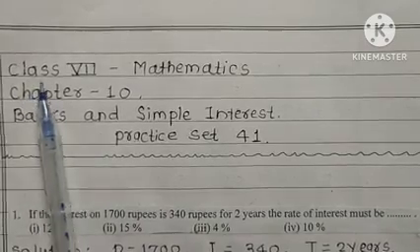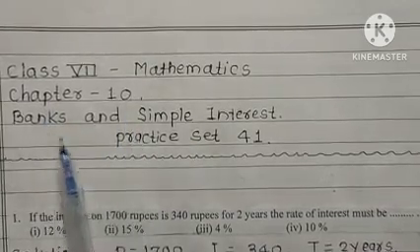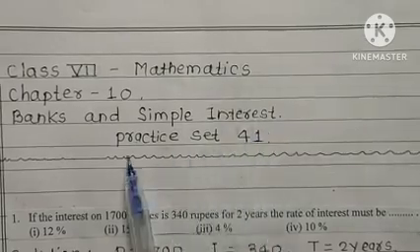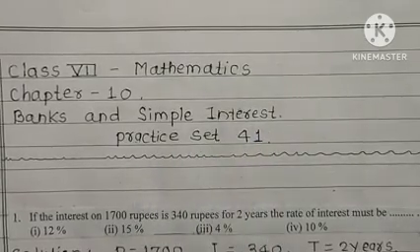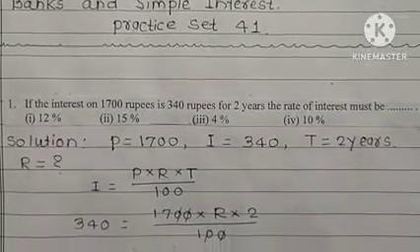Welcome friends, Class 7 Mathematics Chapter 10 Banks and Simple Interest Practice Set 41. Question number 1 is a multiple choice type question.